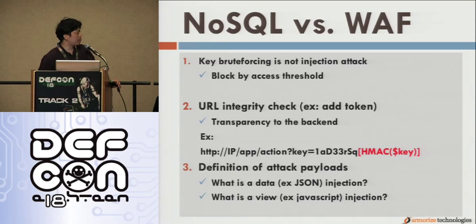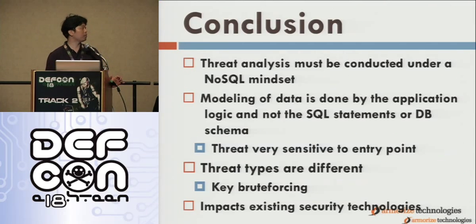Definition of attack payloads is going to be a challenge. So what is a data or JSON injection, and what is a view or JavaScript injection? Right now, WAFs are very good at recognizing, okay, this is a SQL injection, so I'm going to block it. This is probably cross-site scripting, so I'm going to block it. But how will they develop patterns to detect attacks against NoSQL databases? What are the patterns to these attacks? That's going to be the challenge.